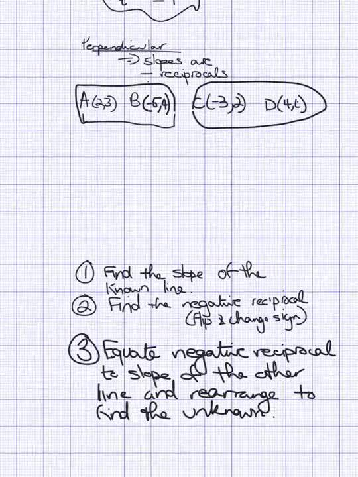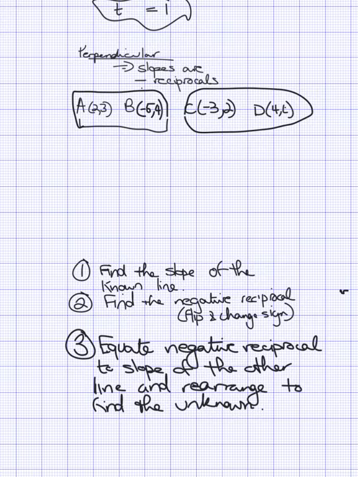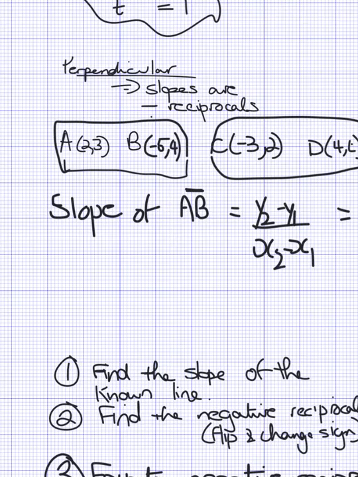Let's do that. Find the slope of the known line. That's step 1. So the slope of AB, I'm going to write slope of AB, and when I'm writing AB, I put a little line over the top. That just signifies it's not a full line, it's just a line segment between 2 points. And that's going to be y2 minus y1 over x2 minus x1. Now I'm going to call -5, 4 my x2 y2, and my x1 y1 is going to be x1 y1.